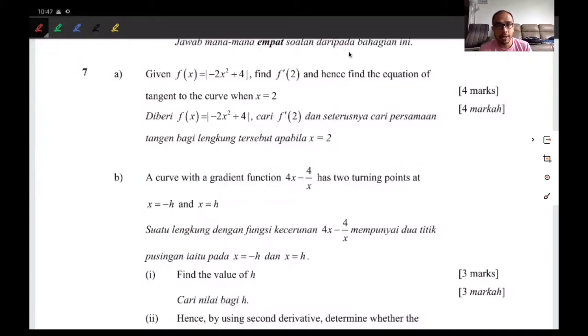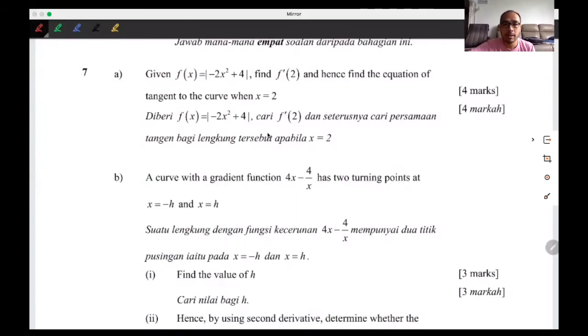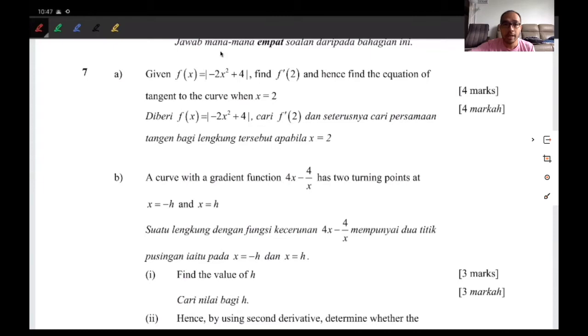Okay, so given that f(x) equals modulus of negative 2x squared plus 4. So this one is a standard question that is made complicated by the presence of the modulus. The modulus just complicates matters. Fine. This is differentiation, and then you put the value of 2. Basically, this means find dy/dx when x equals 2, and then find the equation of the tangent to the curve when x equals 2. So same meaning, it's basically just find the equation of the tangent.